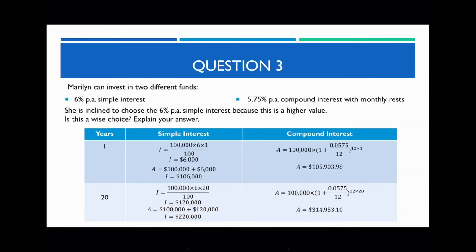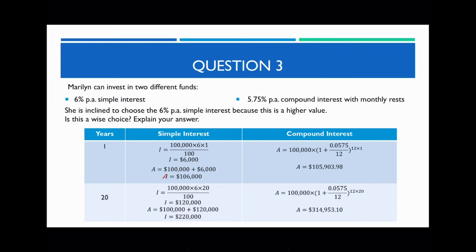Question number 3, I've got the answers here as well. So Marilyn can invest in 2 different funds, simple interest as well as compound interest. A very similar example. Notice again that the simple interest rate is greater than the compound interest rate. So when you're doing these calculations, I've actually used the formula to show the actual balance. Oh, sorry, that should be an A there. What is the balance for simple interest and compound interest after 1 and 20 years?